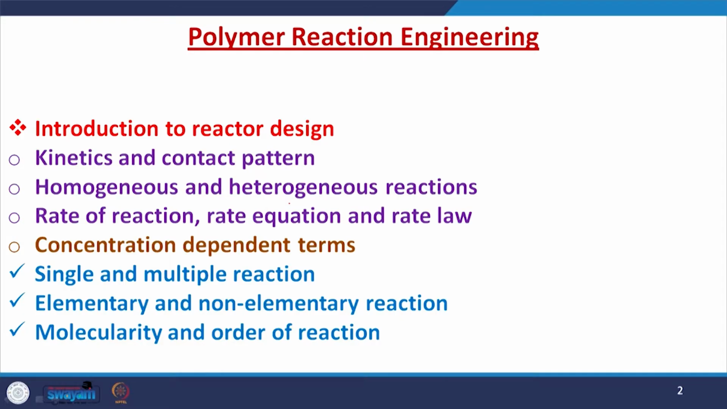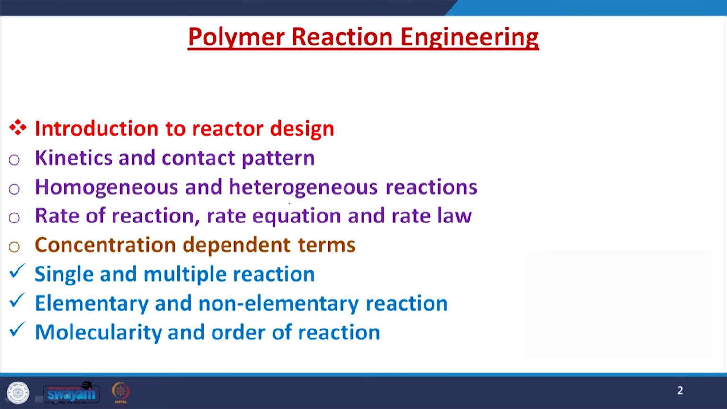Now, there are sub-segments of this particular lecture or chapter. They are the introduction to reactor design, where we will discuss the efficacy of the reactor. Then we will discuss the kinetic and contact pattern of all kinds of reactors. We will discuss homogeneous and heterogeneous reactions, because the variety of polymerization processes triggers this approach. Then we will discuss the rate of a reaction, the different rate equations, the governing factors, and the different rate laws attributed to all these polymerization processes.